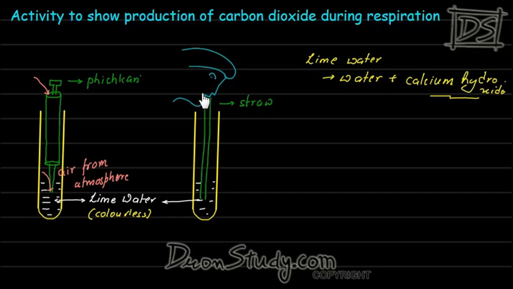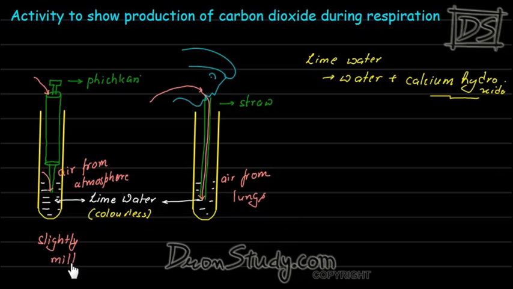And students, what are we doing here? We are blowing here. As we are blowing here, air will come out from our lungs, and through this straw, it will go into this lime water. This is air from our lungs. So when you are doing this, after a while, you will see the lime water that is here will become slightly milky. And the lime water that is here will become much more milky. Highly milky.